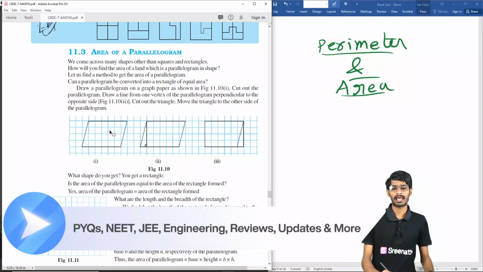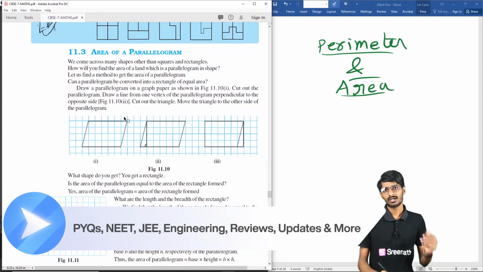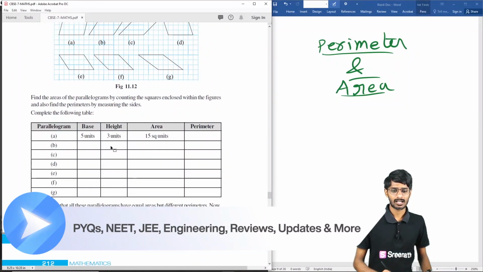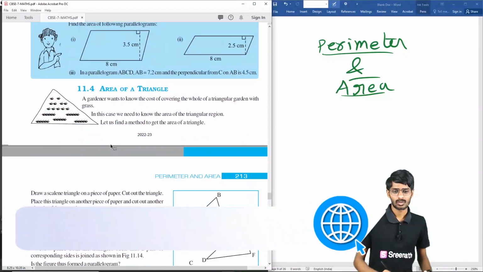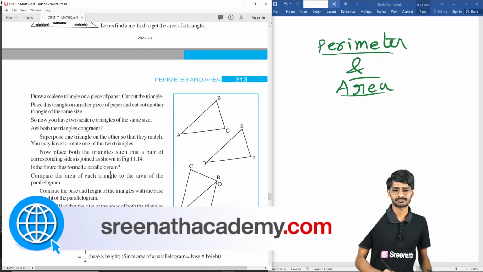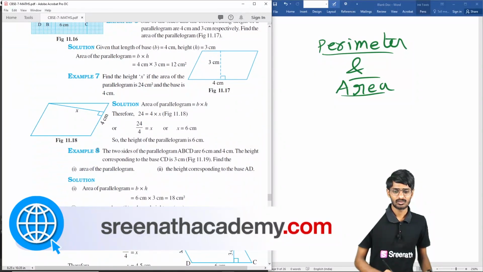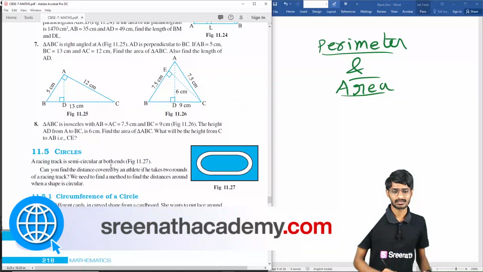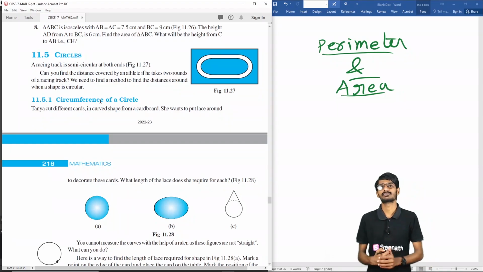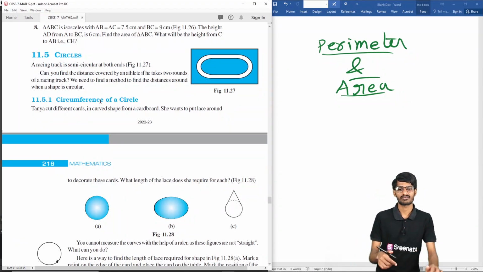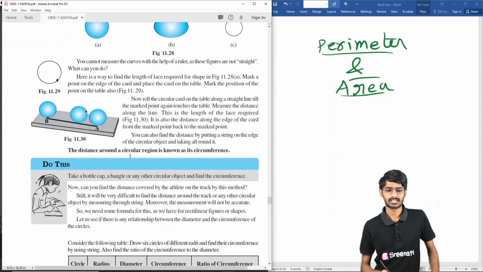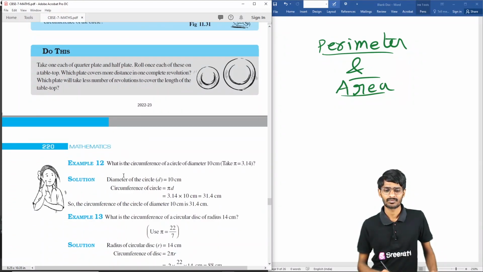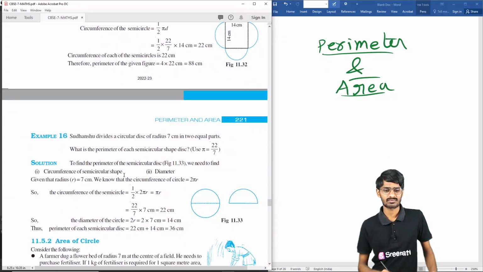And next is the area of a parallelogram. We know parallelograms are those in which two opposite sides are parallel. After completing the discussion about parallelograms, we are going to find the area of a triangle, and we will solve some problems. After that, we are going to discuss circles: what is the circumference of a circle, how to find it, and what is meant by circumference, and we will do some problems on the circumference of circles.